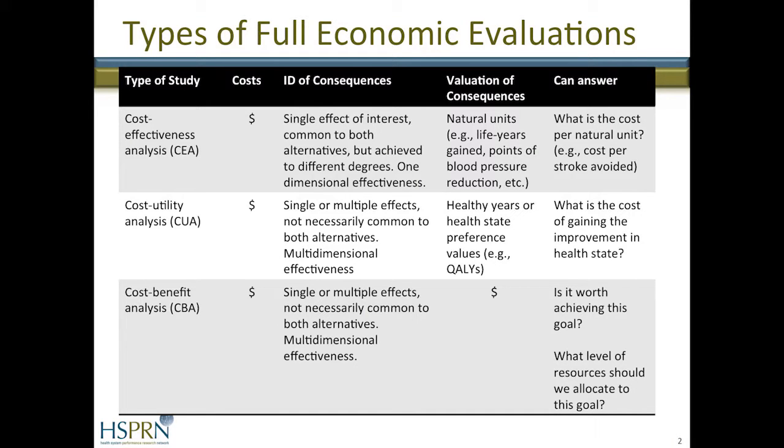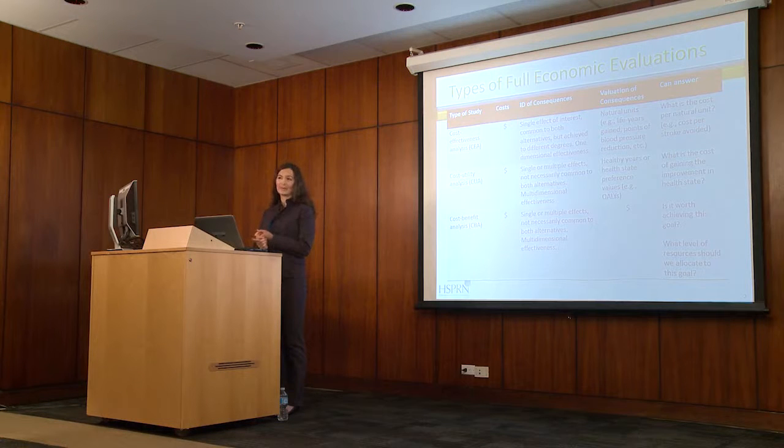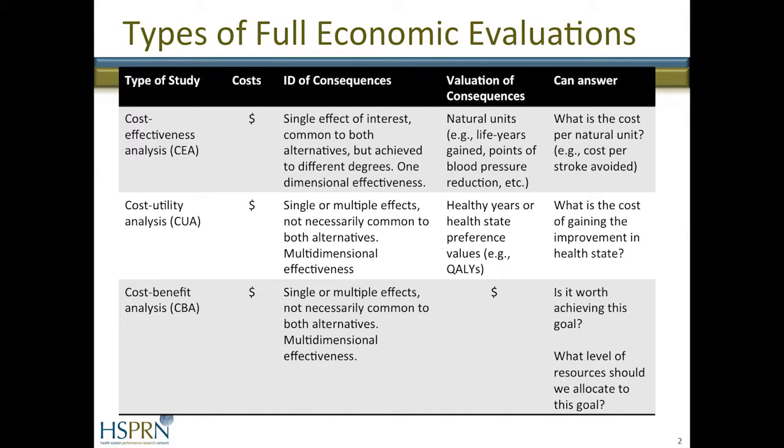If any of these elements is missing, then it's a partial economic evaluation, whether there's a missing comparator or only consequences are compared. What this video is about is full economic evaluation, of which there are three types: the cost-effectiveness analysis, the cost-utility analysis, and the cost-benefit analysis. What distinguishes these three types of economic evaluations is how we measure the consequences.